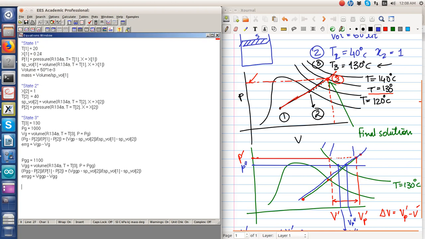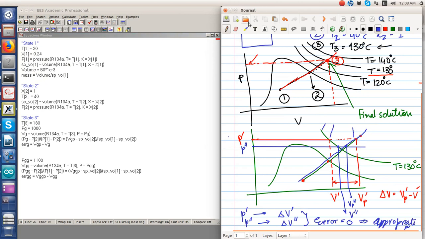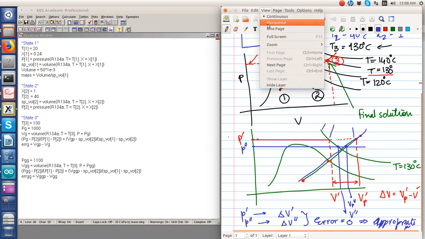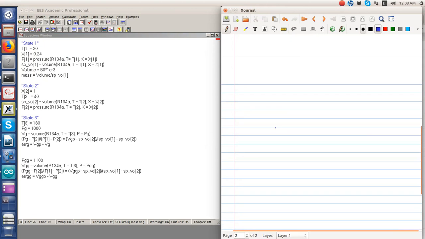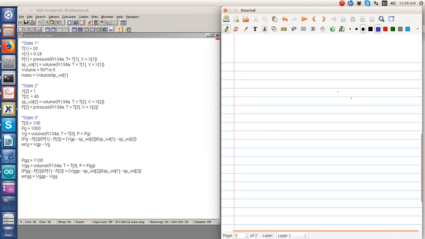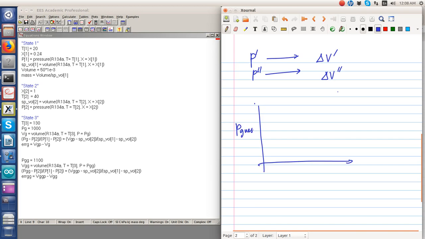Okay, so in order to find out what the actual pressure should be, we found out that corresponding to P prime we had delta V prime, corresponding to P double prime we had delta V double prime. So delta V double prime is this error and delta V prime is this error. So in the abstract space of the guesses, we call this the P guess, and we call this the delta V guess.